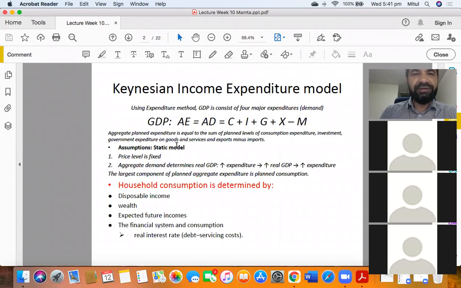It says that using the expenditure method, GDP consists of four major expenditures, these four of them. Actually, it shows you five, but why did they say four? Four because of X and M. These two are known as NX, which is called net export. That's why.